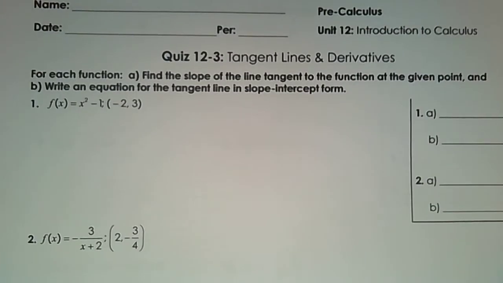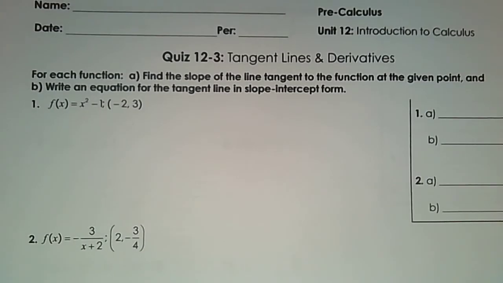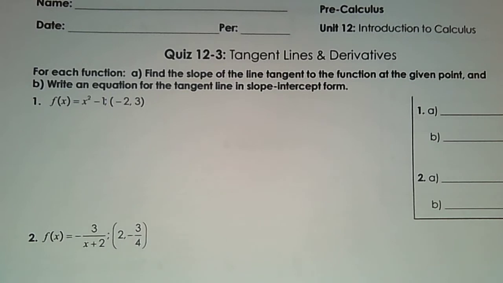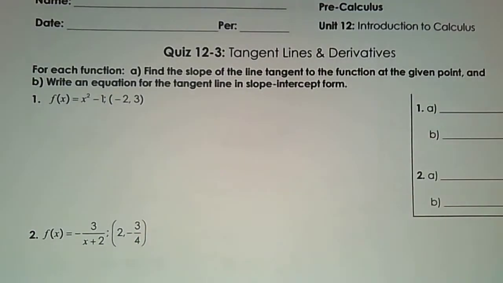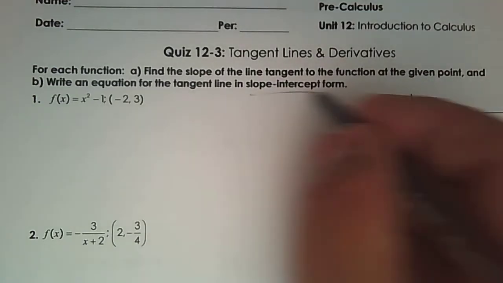All right, so here is your quiz. You need to do it first and then see if you did it correctly. So here's your quiz. I want you to grade it with me, okay? So for number one, it says, write an equation for the tangent line. And now it says in slope-intercept form.